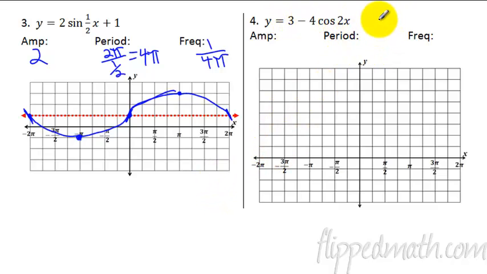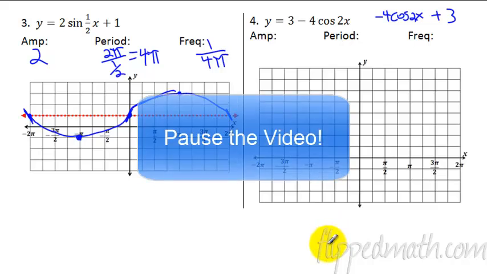So I'm going to have you try number 4 on your own. The only thing I'm going to point out is that you might want to rewrite this as -4 cosine of 2x, and then you can say plus 3 on the end if you're not sure about this one. This is just the same thing as saying plus 3 at the end. All right, pause the video now, try this one on your own, and you can see the answer appear in just a minute.